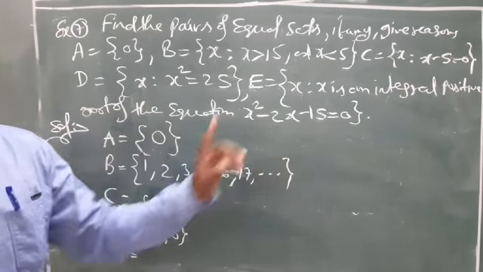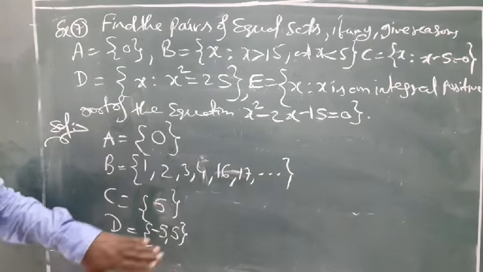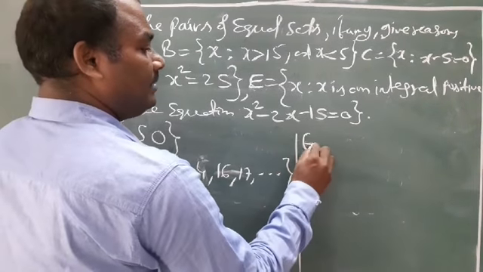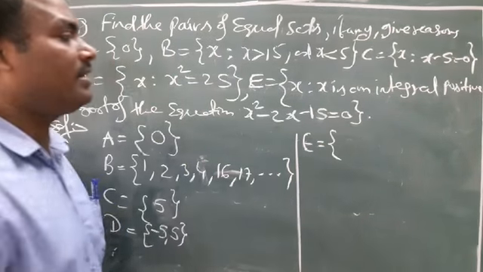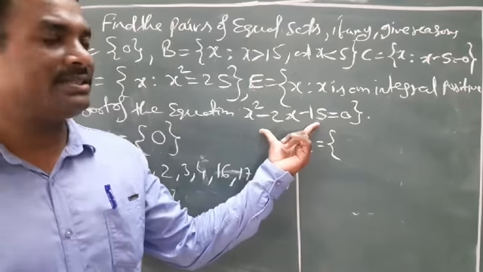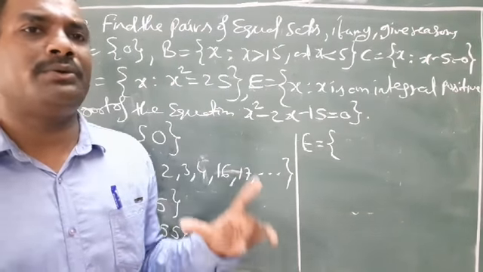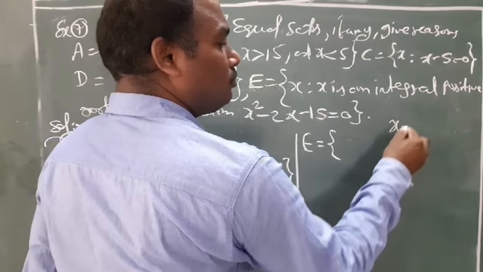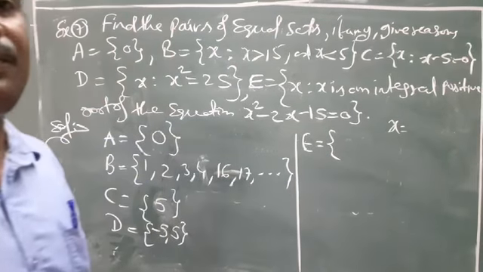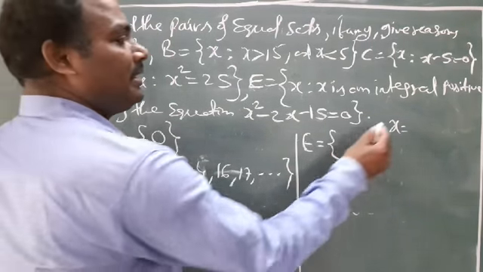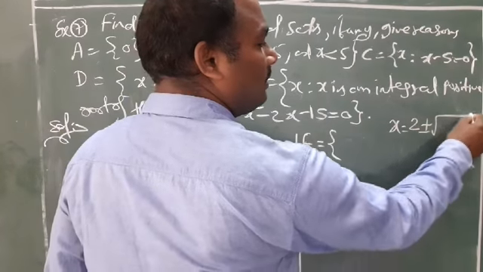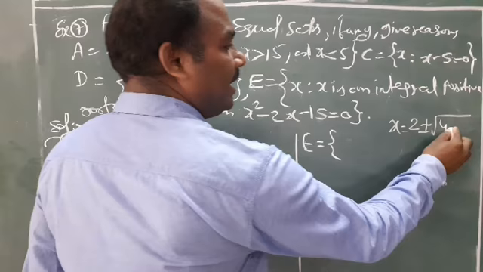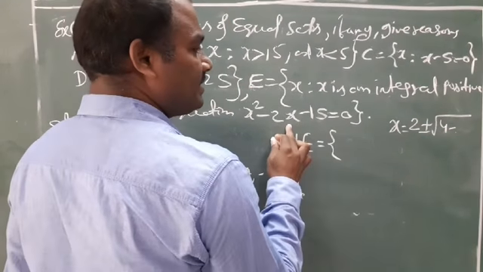What is e? x square minus 2x minus 15 is equal to 0. That is the quadratic equation. How can you find out the roots of the quadratic equation? Everyone knows x is equal to minus b plus or minus root of b square minus 4ac by 2a. Minus b, yes, 2 plus or minus root of b square, 4, yes, 4 minus 4ac.